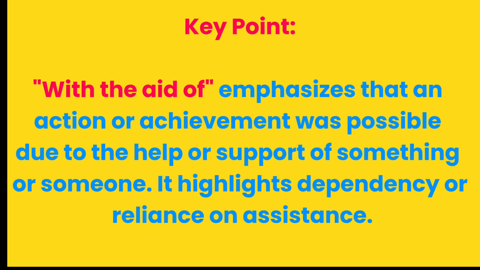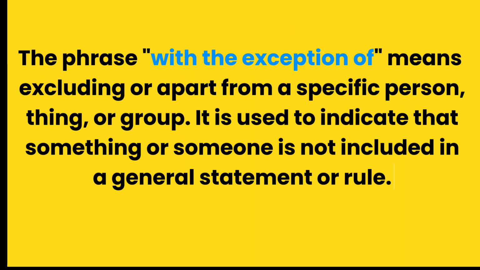Key point. With the aid of emphasizes that an action or achievement was possible due to the help or support of something or someone. It highlights dependency or reliance on assistance. With the exception of. The phrase with the exception of means excluding or apart from a specific person, thing, or group. It is used to indicate that something or someone is not included in a general statement or rule.